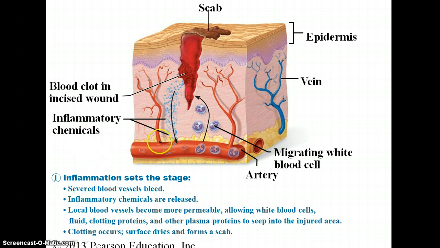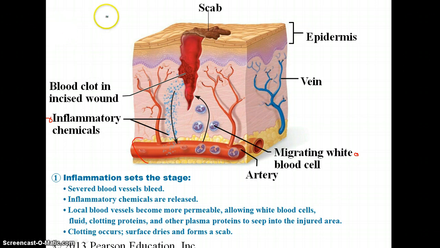So you've got severed blood vessels in this area. Here's your damage. So we see the blood clot forming in the wound. These are the chemicals that are released from the tissue that are going to cause the blood vessels to actually dilate and to allow them to become more permeable. When they become permeable, it's going to allow things like white blood cells to travel to that area. And then that's showing a vein over there. And here is your epidermis.